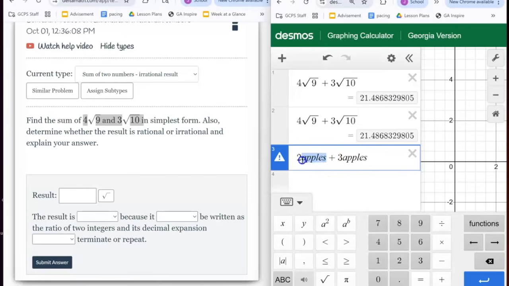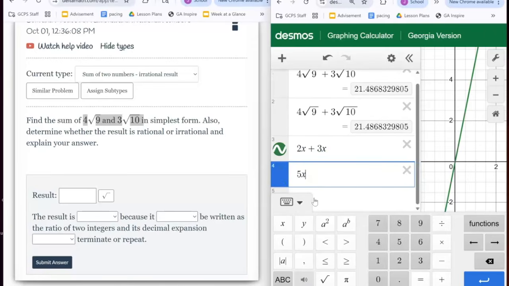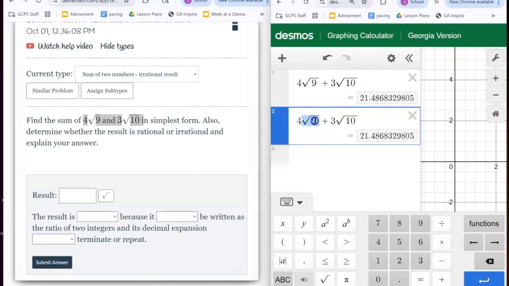Then when you get to 5th grade, you're not talking about fruit anymore. You talk about x's. So I have 2x plus 3x. How many do I have? 5x. Okay. So you see it matches, right? So now we are in 9th grade. We're talking about radicals. You cannot add them until these radicals are exactly the same. So square root of the same exact thing. So to check to see if they can become the same, you're going to break down each one.